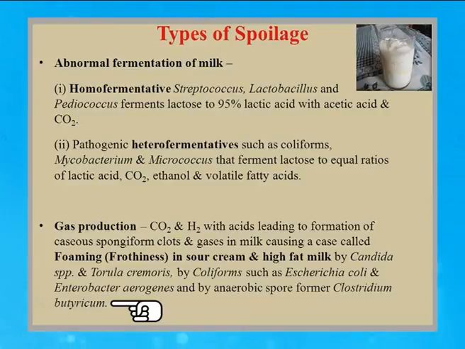Now we have the production of carbon dioxide and hydrogen gas, which leads to the formation of milk which has a very bad taste and a bad smell also. This is called foaming or frothiness in sour cream and high fat milk, caused by species of Candida, Torula cremoris and many coliforms such as Escherichia coli, Enterobacter, Clostridium, etc.